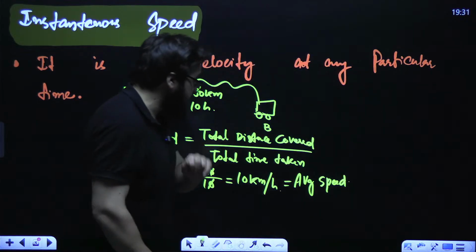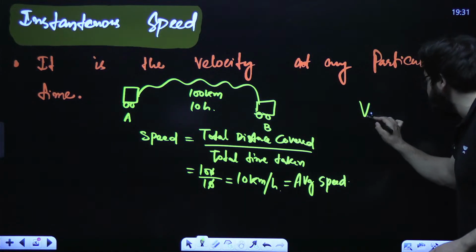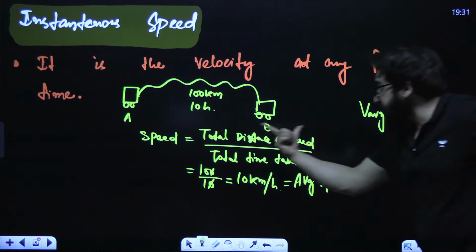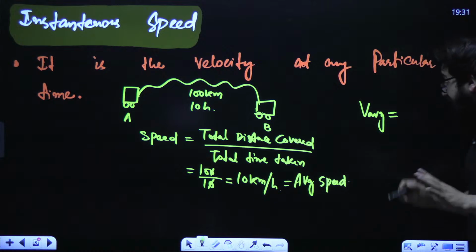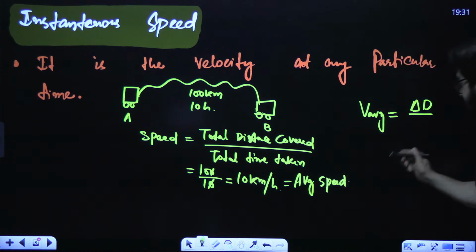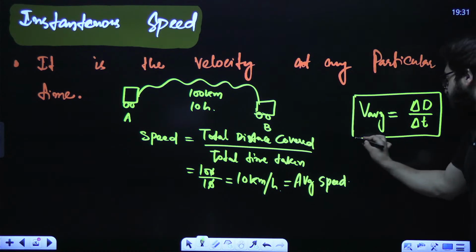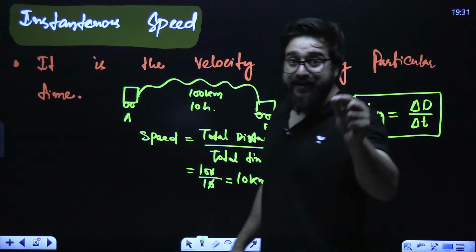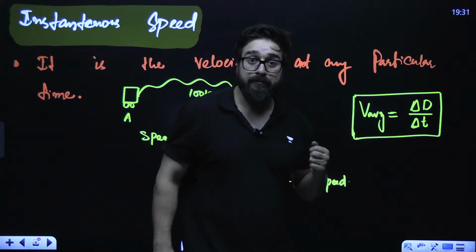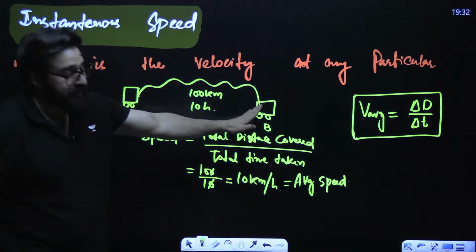And this is what we call the average speed. If we write this, we can also write this average speed as: average speed means total distance covered, which we can write as delta D, divided by total time taken, which we can write as delta T. This is how we define the average speed: total distance covered divided by total time taken, delta D by delta T. And this is the average speed from A to B.